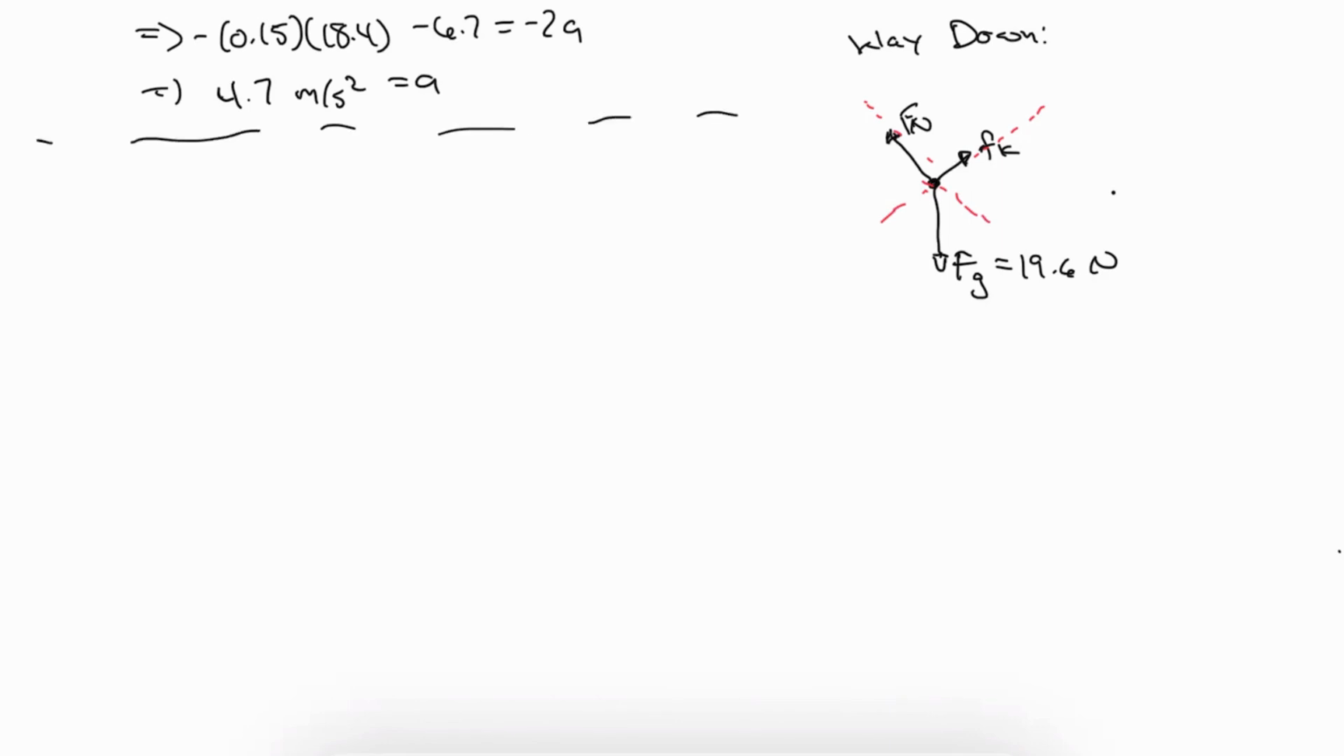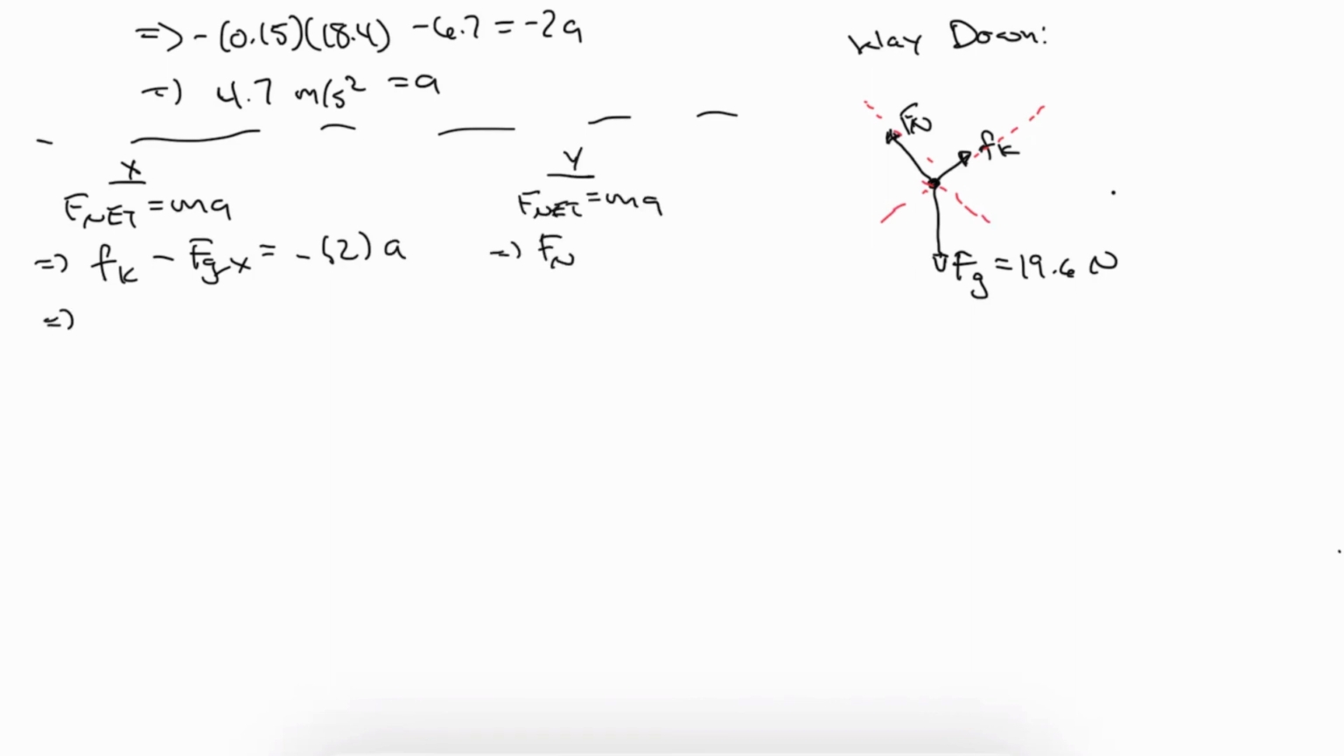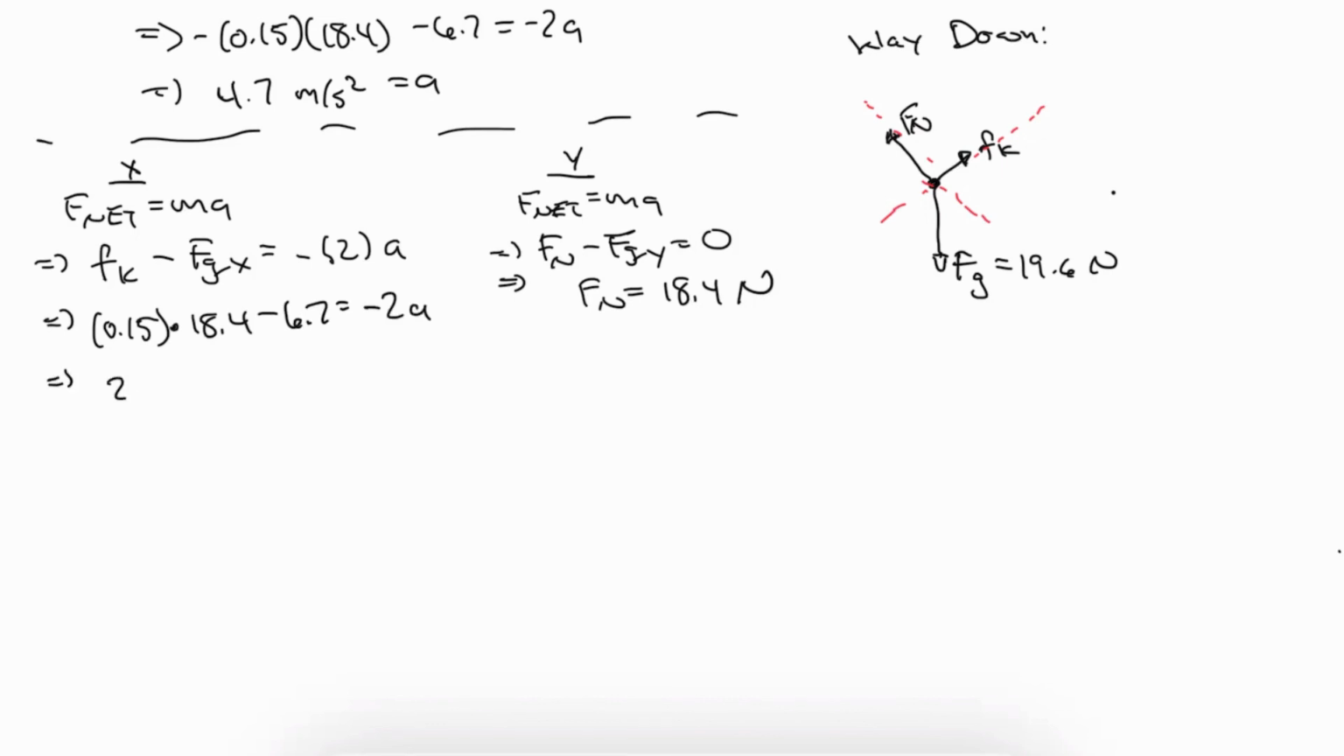We proceed the same way we always do. Now we need to write down Newton's second law, and in this case, the force of kinetic friction is in the positive direction, and so we can calculate our normal force by using the y direction. But again, our normal force hasn't changed. It's still 18.4 newtons. And so we can use that information and plug it in. And again, our force of gravity in the x direction also hasn't changed. It's still 6.7 in the negative direction. And so we can calculate our acceleration.